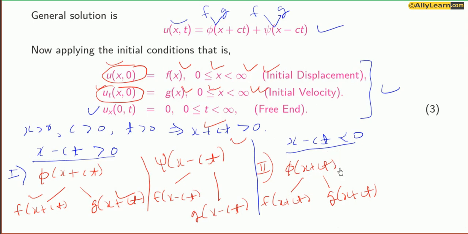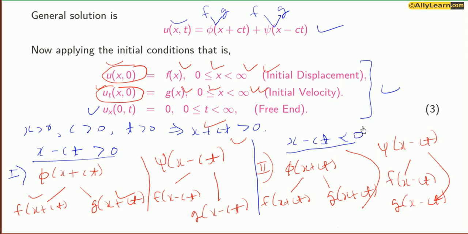But when we come to converting psi of x minus ct into f of x minus ct and g of x minus ct, this conversion will create some problem, since x minus ct is given to be negative and f and g are defined on a non-negative domain. So I won't be able to convert psi of x minus ct into f of x minus ct and g of x minus ct as I was doing previously.